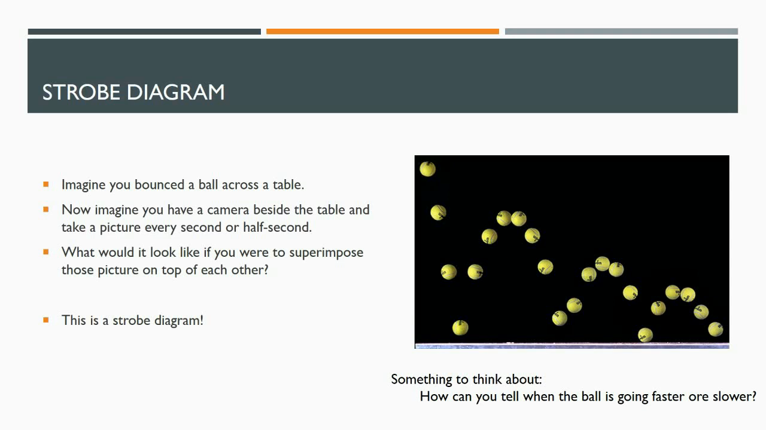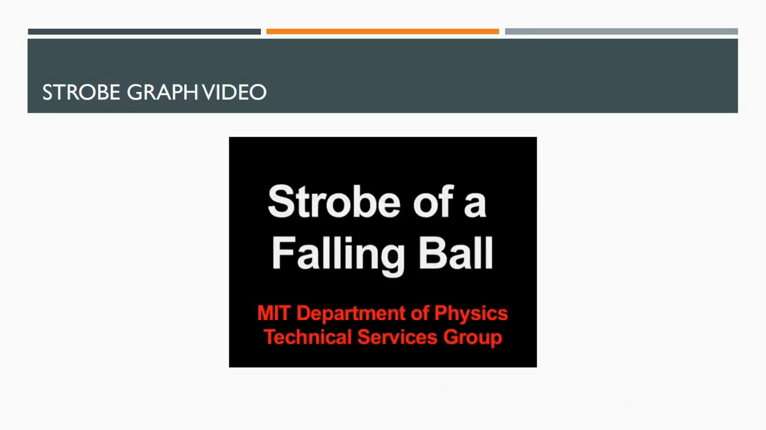And here you go. Here is a picture of a ball bouncing using a strobe light. Now, some things to think about. How can you tell when the ball is going faster or when the ball is going slower? That is going to be kind of important to what you're going to need to learn in today's lab. Here we are going to see how a strobe photograph is made. If you are strobe sensitive, you might want to look away, close your eyes, but here we go.